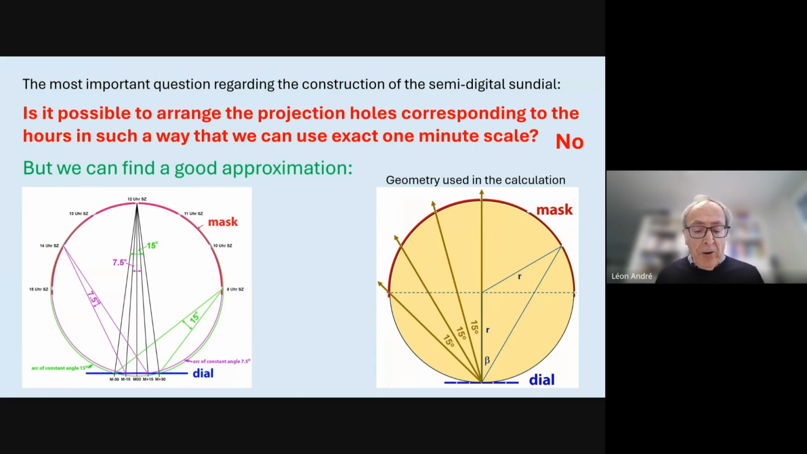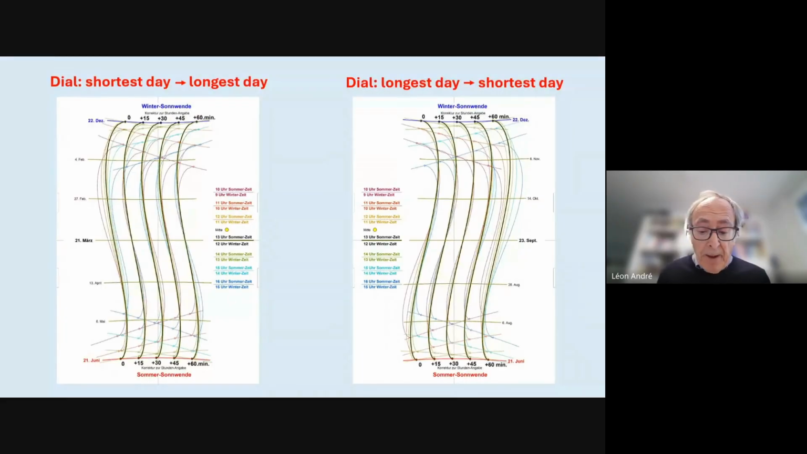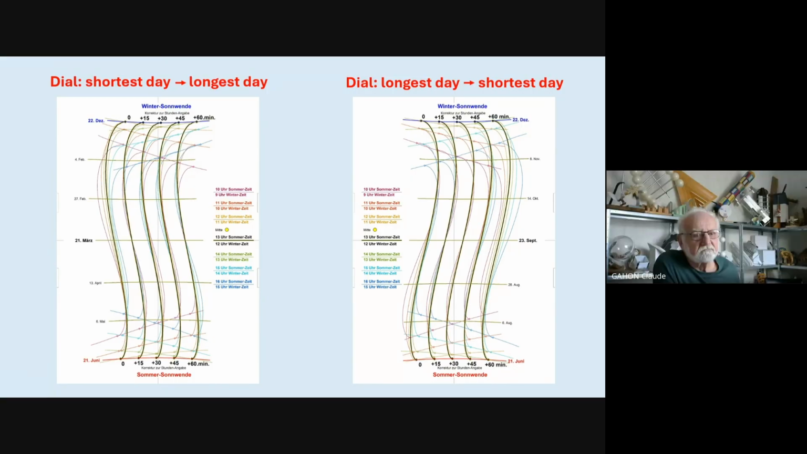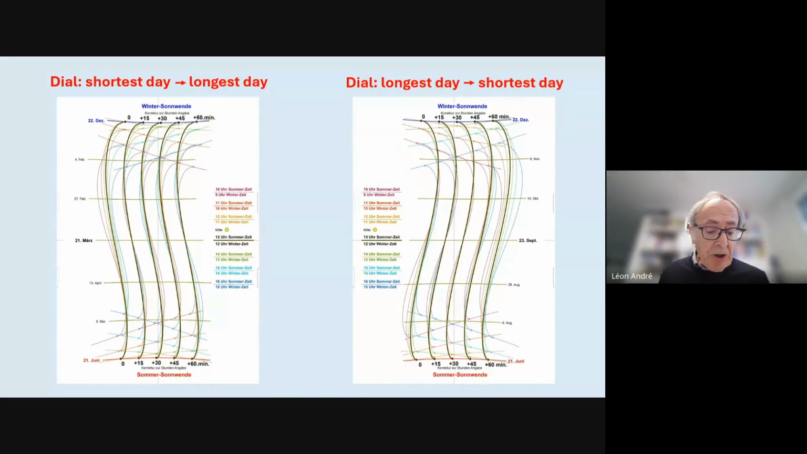We have therefore created two dials. Next, please. One for the period from the shortest day to the longest day, and one for the period from the longest day to the shortest day. This means that the dials need to be changed twice a year.